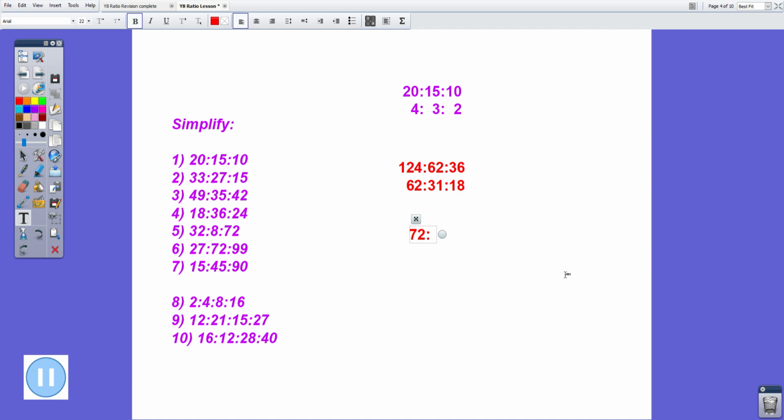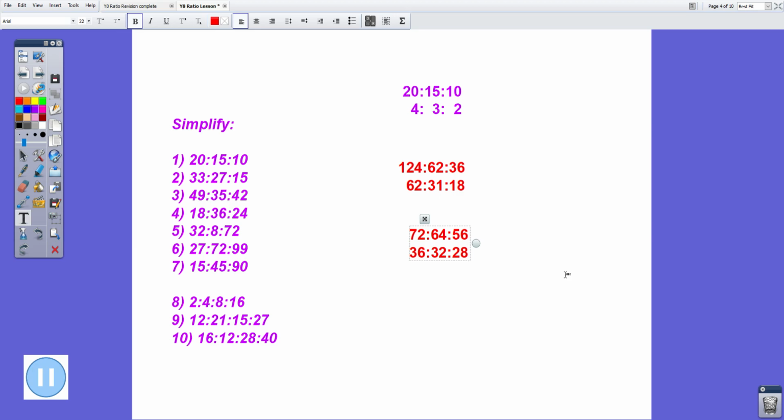Let's take 72 to 64 to 56. Again, you might not be able to see immediately the largest number that goes into all three, but they're all even, so they will divide by 2, giving us 36 to 32 to 28. And the reason I chose these numbers is because they can be simplified again.